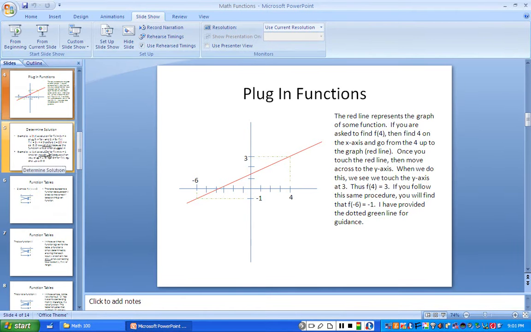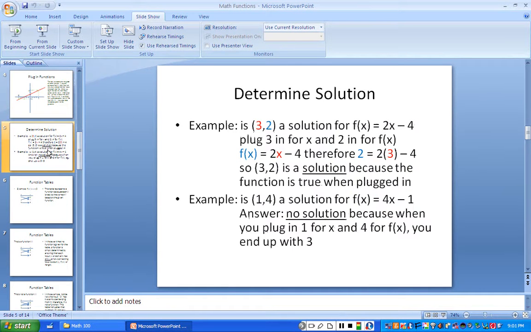Alright, here we go. So 5, determining the solution. Determining the solution. This is pretty easy. Alright, and let me give you an example.